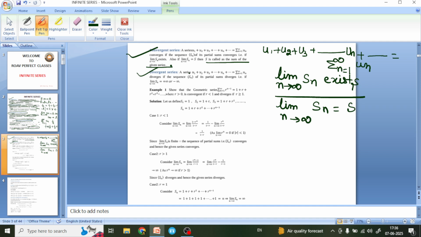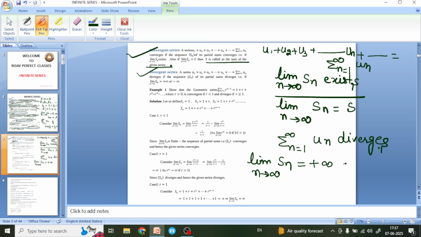What is a divergent series? A series u1 plus u2 plus u3 up to un, that is sigma n equal to 1 to infinity of un, diverges if the sequence Sn has limit as n tends to infinity of Sn equal to plus infinity or minus infinity. Then we can say it is a divergent series. In a convergent series the limit is equal to S, and in a divergent series it is equal to plus infinity or minus infinity.